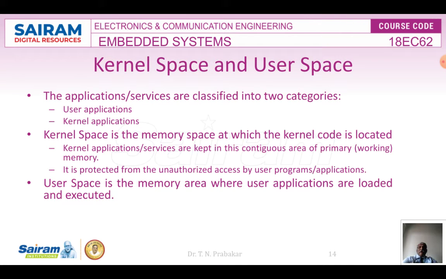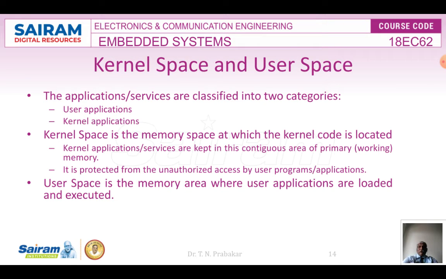And then the next thing is the kernel space and the user space. Normally we have two spaces in the memory. The first thing is the user applications, and the second thing is the kernel applications, right? The user applications are what the user is writing, and the kernel applications are the programs executed by the operating system as services. And the kernel space is the memory space at which the kernel code is located, right?